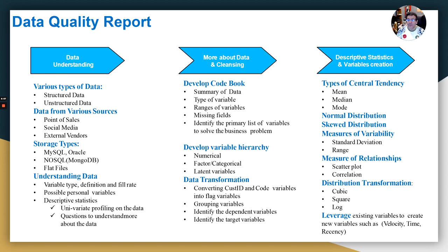So this is an example of this quality report. You talk about the type of data that you have, the source of the data, the storage, the structure, the hierarchical data, transformation, type of central tendency, the skewness, the distribution, the measures of variability, standard deviation, range, the measures of relationship, etc. So this report could be long, it could be short, depends on your data. But this is a typical sample. Take it, build on top of it, or improve it the way you see fit. You don't have to be a slave of this, it is simply a sample.